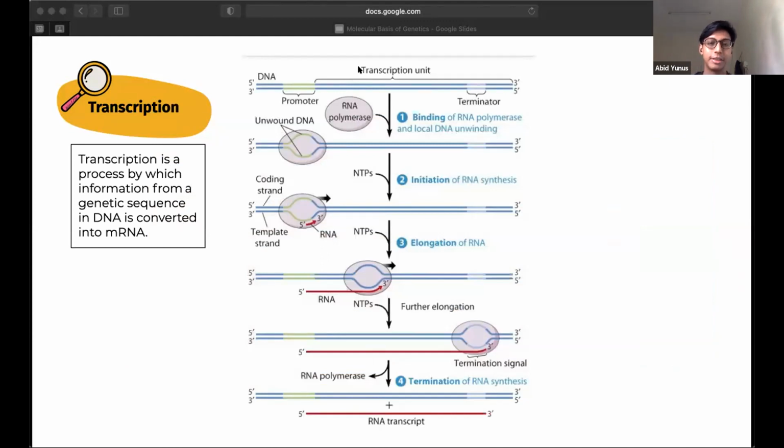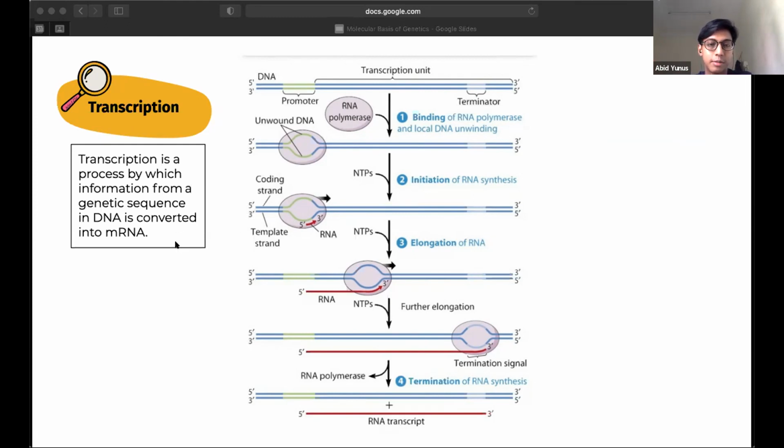Another function of the DNA is the process of transcription. Transcription is a process by which information from a genetic sequence in DNA is converted into mRNA. The difference between transcription and replication is that transcription only involves a certain genetic sequence, because the cell only wants to encode a specific portion of the gene for a specific protein. It doesn't involve the whole DNA.